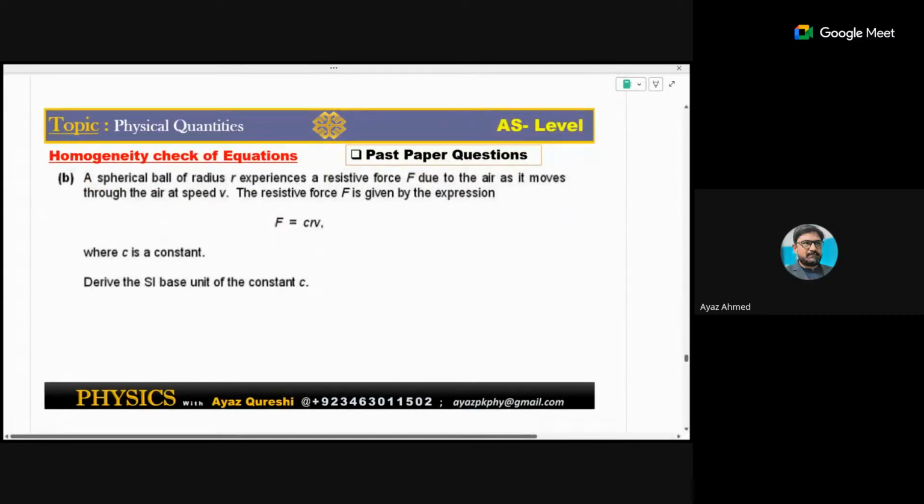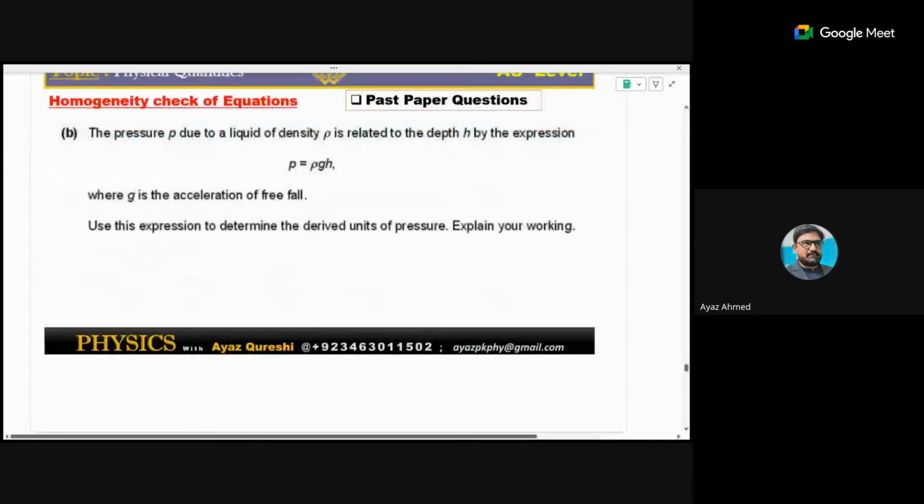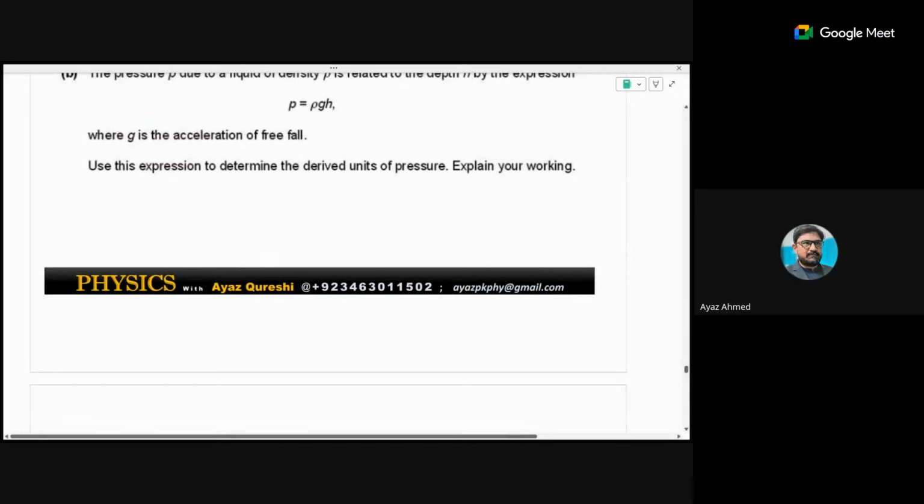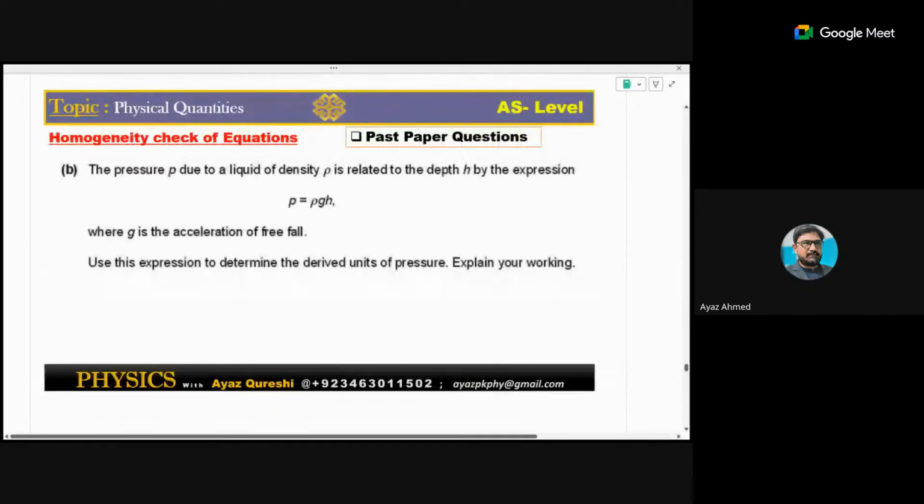the homogeneity check. The homogeneity check means that we derive the SI base unit expression of each side and check whether they match.